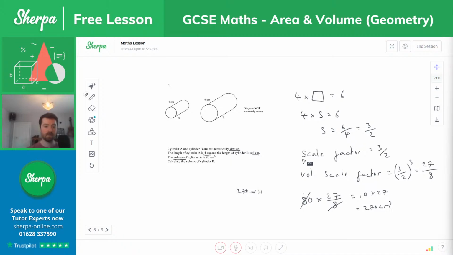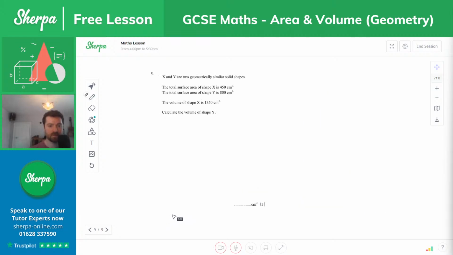So all these questions are almost the exact same thing every single time. We calculate our linear scale factor first, and then we either square it to get our area scale factor, or we cube it to get our volume scale factor. There may be one more. Yeah, let's have this one. This might be a slight curveball, so good to finish off on a particularly nasty one.